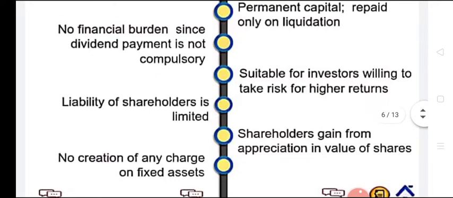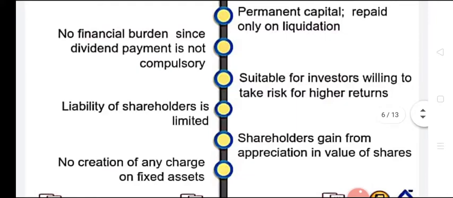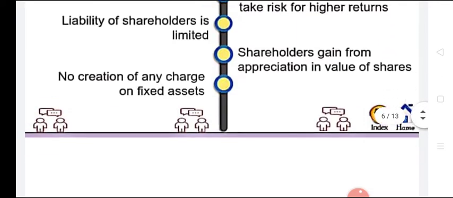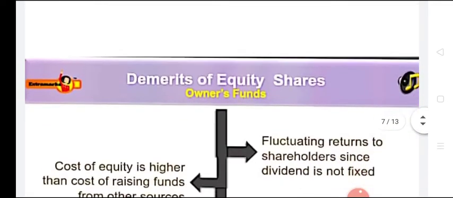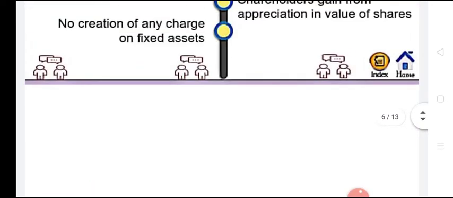Now, many a time students get confused regarding what we mean by no creation of any charge on fixed assets. This means that for companies, if they require money and they are issuing equity shares for collection of funds, they are not required to keep any collateral like we do when we take a loan from the bank, since this is the ownership fund and this gives ownership right to the purchasers. So there is no such creation of any charge on the fixed assets.